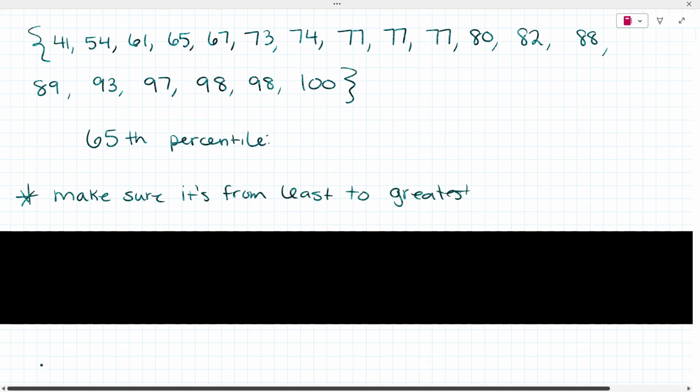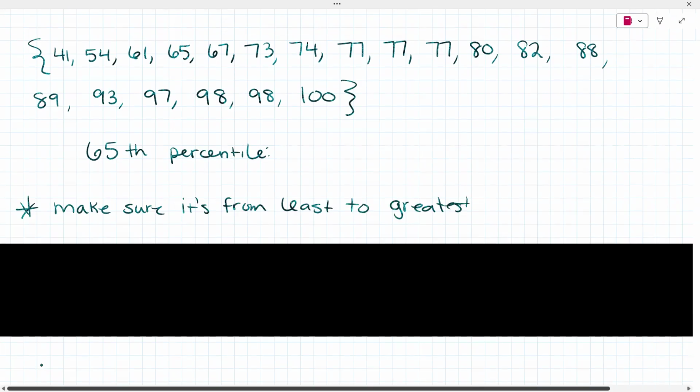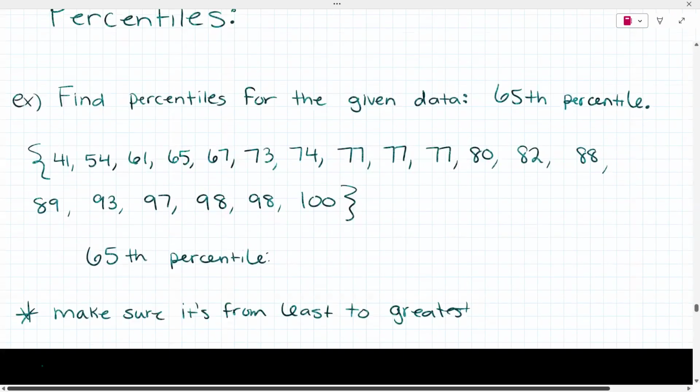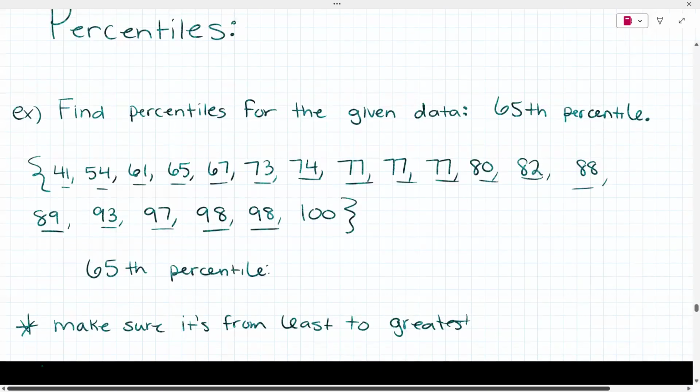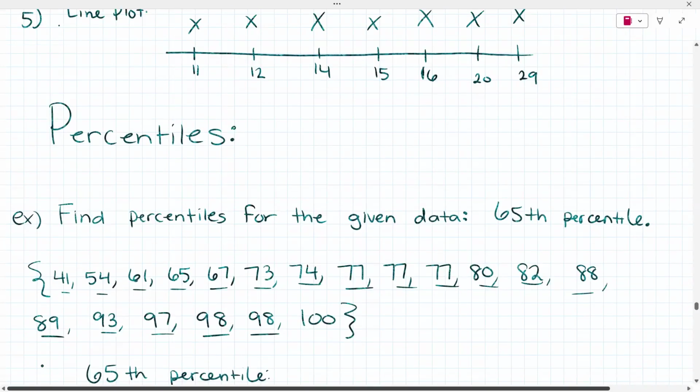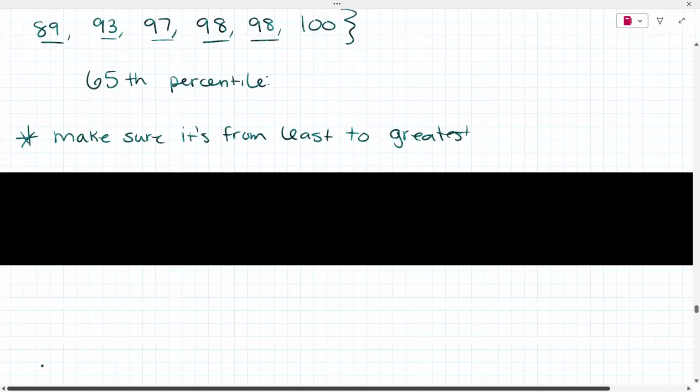That's the first thing I would do. And how many total numbers are there? That's the next thing I would find out. There's 1, 2, 3, 4, 5, 6, 7, 8, 9, 10, 11, 12, 13, 14, 15, 16, 17, 18, 19. I think, no, there's actually 20. I counted it wrong. Did I miss some numbers? Yeah, there's 20 numbers. So to find the 65th percentile, it's a total of numbers.